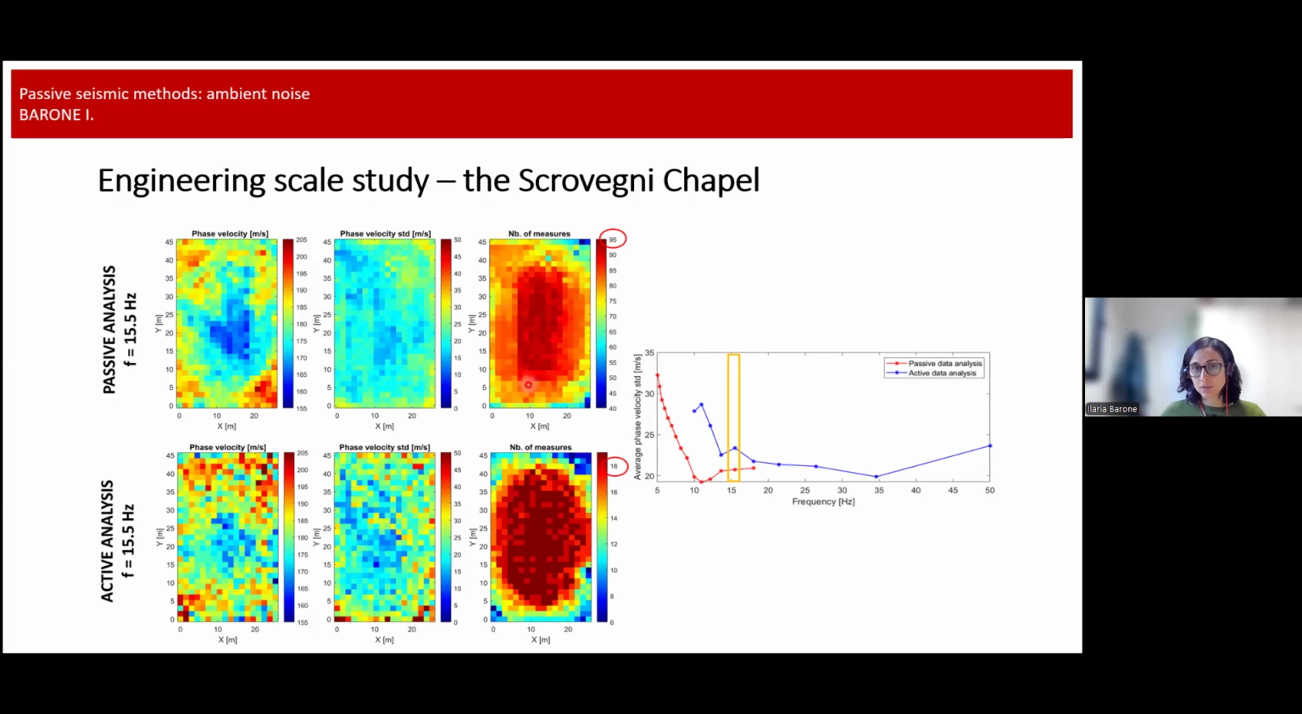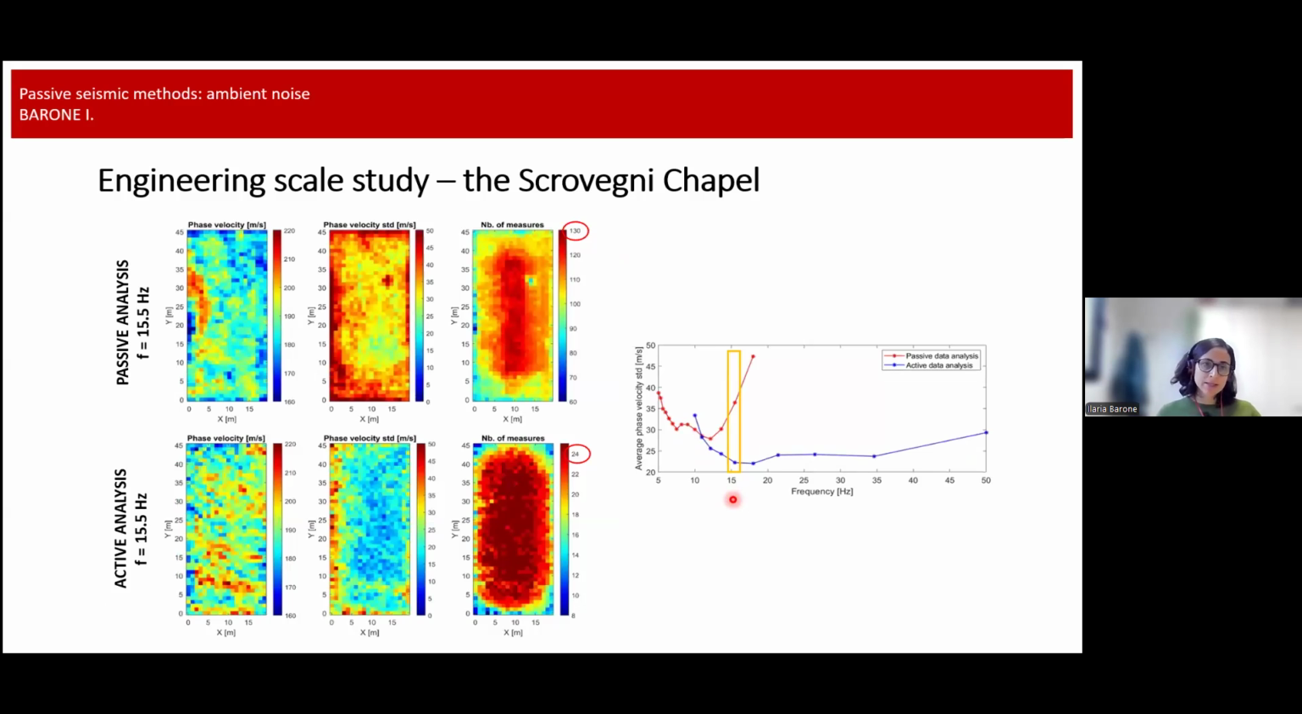So this is a map that shows the number of measures used for the analysis, and look at the different scale. This is a plot that gives you the average standard deviations for the different frequencies of analysis for the passive data analysis and the active data analysis. So in this range where we did both analyses, active and passive, we can clearly see that the passive analysis shows lower standard deviations. So let's say they give a more accurate representation of the subsoil structures.